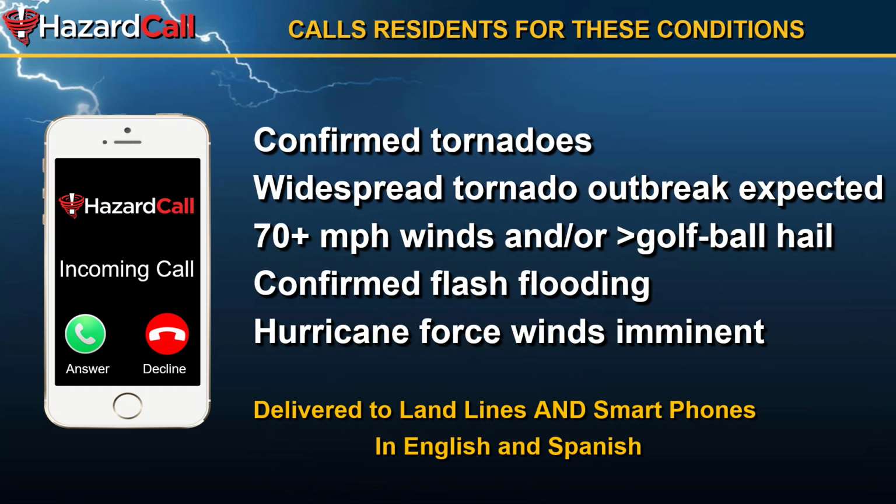Now, if what we're monitoring is a life-threatening weather condition, then we will call your residents, and they will receive a pre-recorded phone call in either English or Spanish for any of the 5 conditions you see on the screen. So if it is a confirmed tornado, widespread tornado outbreak expected, 70-mile-an-hour winds and/or golf ball or larger size hail, confirmed flash flooding, or if hurricane force winds are imminent, then they will receive a phone call from HazardCall letting them know that.